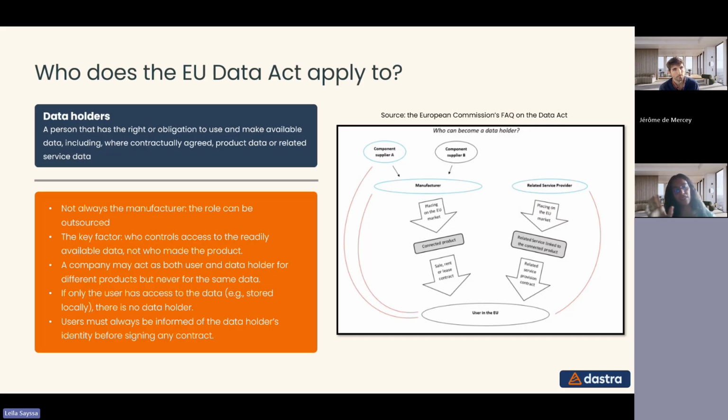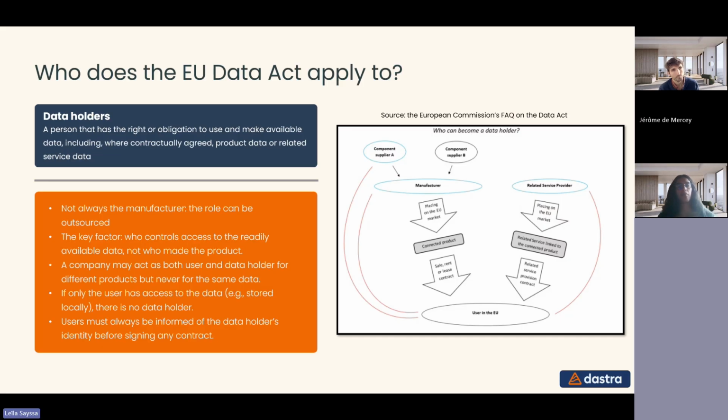And here, what's important to know is that a manufacturer, that we just saw, could be the data holder, or the service provider could be the data holder. What's key here is to know who actually has the access to data. So the role of data holder here can be outsourced. For example, a manufacturer may contract out to another entity the role of data holder for all or a part of the connected product.